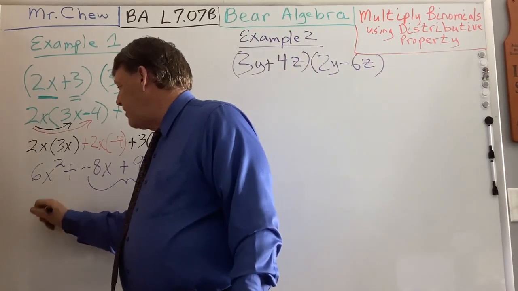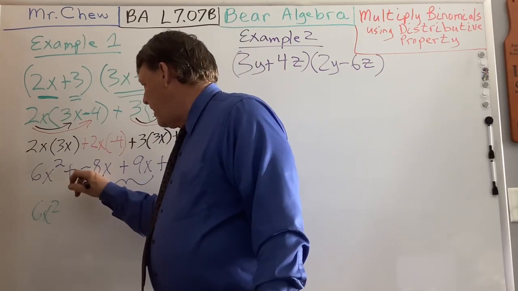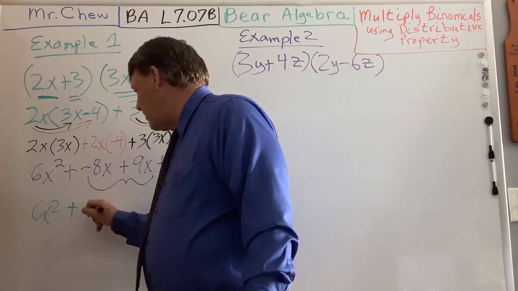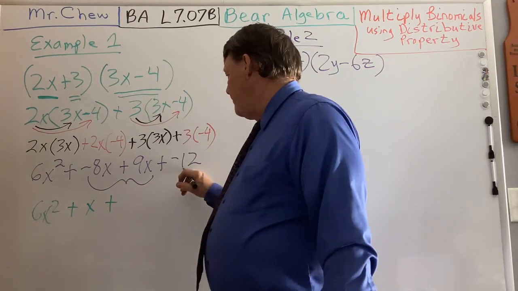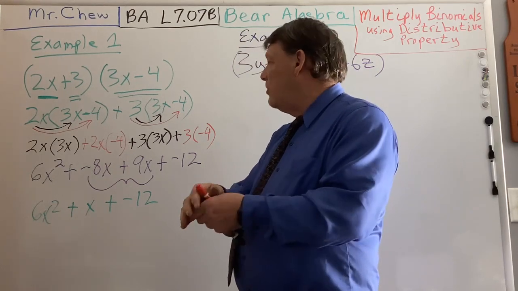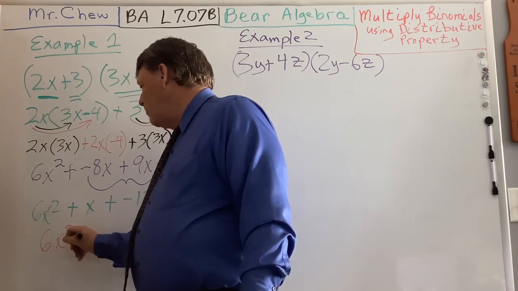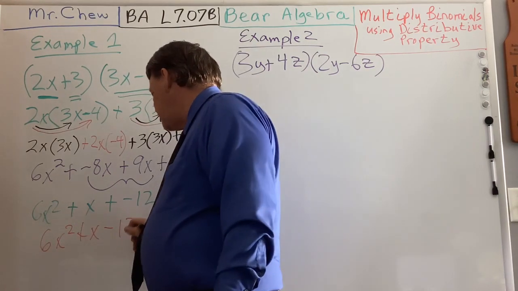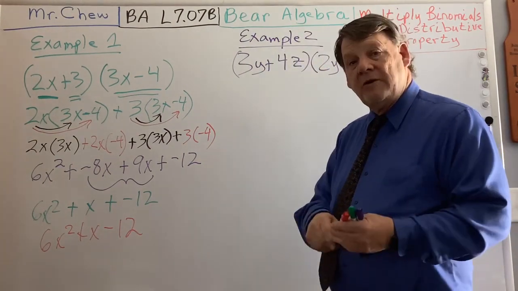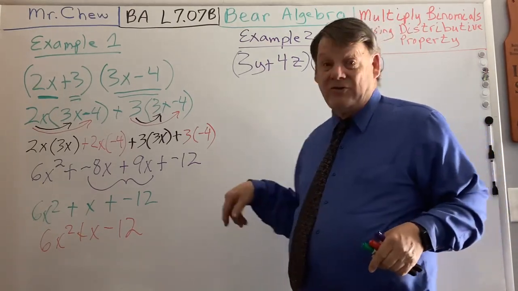So I just bring this down, 6x squared, and then I have negative 8x and 9x, which is just 1x or x, and then negative 12. And this usually would be written, instead of plus and negative 12, most books will write this as minus 12. So that is using the distributive property. Now when you learn all these other methods, you're going to start doing a lot of this in your head.